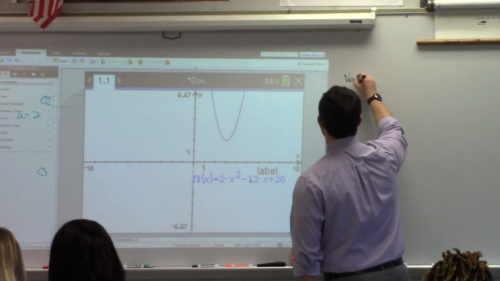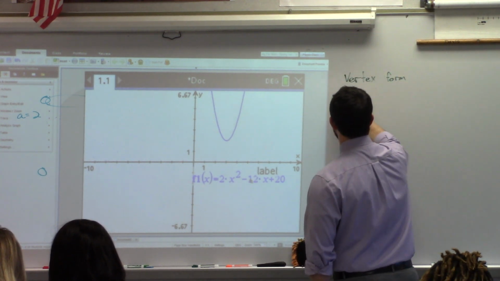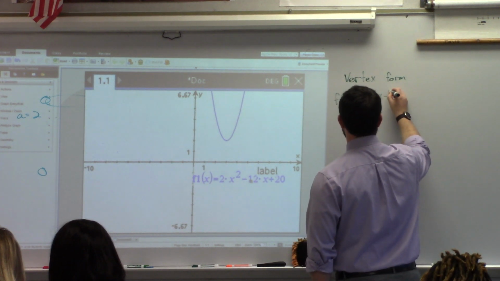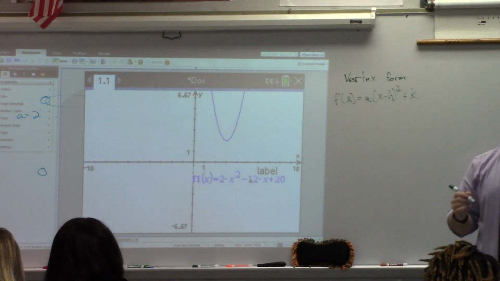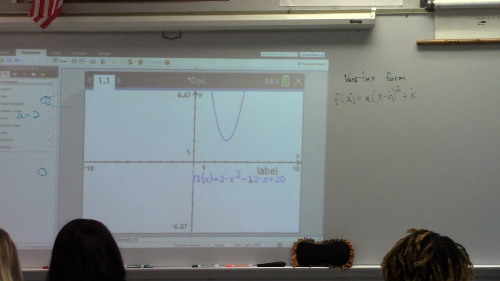I want vertex form, so what is vertex form? f of x equals a times x minus h squared plus k. If you didn't already know that, you better take advantage of the next 40 minutes to learn that before you understand check. You got to know the vertex form.